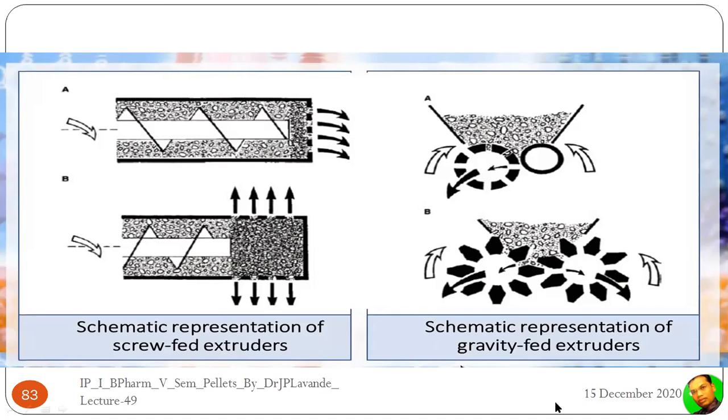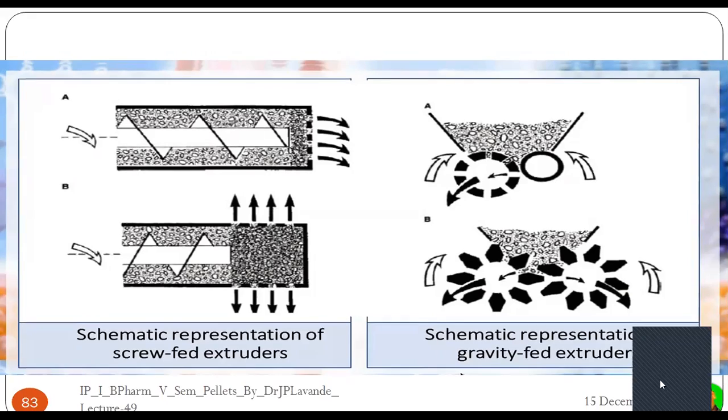I think there is a power issue. Just now the power had gone. There might be interruption. Yes, very correct.